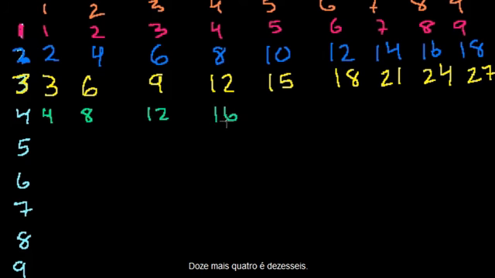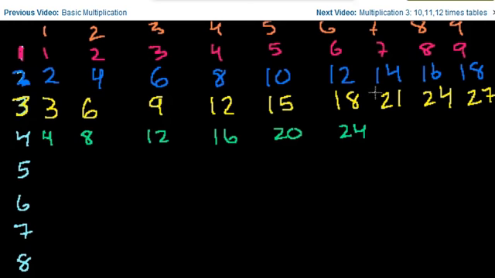12 plus 4 is 16. 16 plus 4 is 20. 20 plus 4 is 24, right? 4 times 6 is 24. 4 times 7, 28. I'm just going up by 4. 32 and 36. All right.